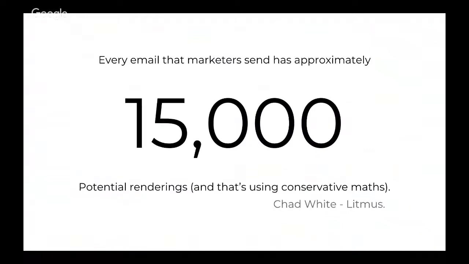So first of all, here's a quote from Chad White. Chad's a brilliant email marketer. He wrote a blog post digging into the complexity of email rendering. And he came up with this statistic that every email that marketers send has approximately 15,000 potential renderings. And that's using conservative maths. Now that sounds pretty high. It sounds ridiculously high. But if we break it down, you can see his workings out.